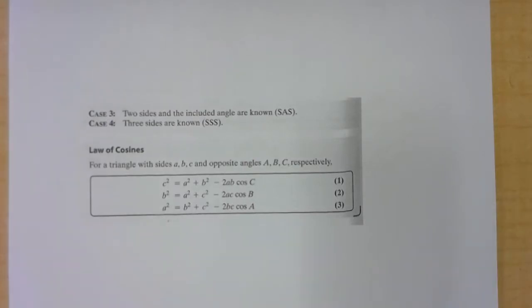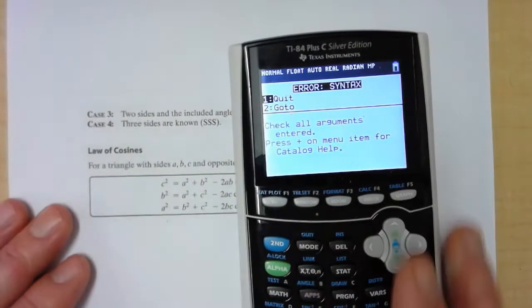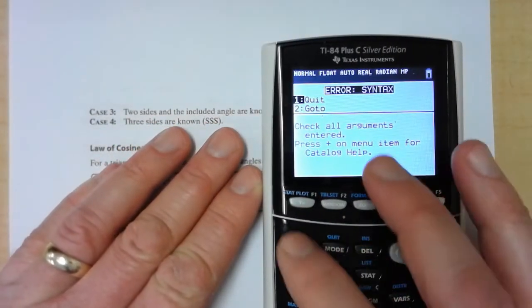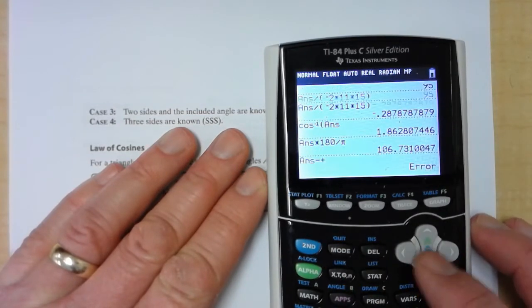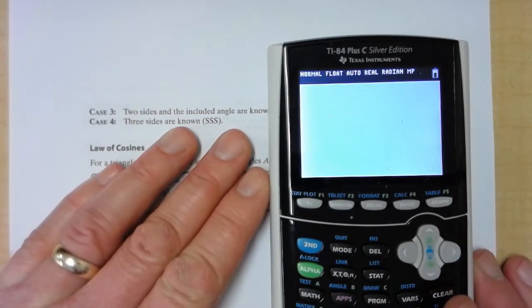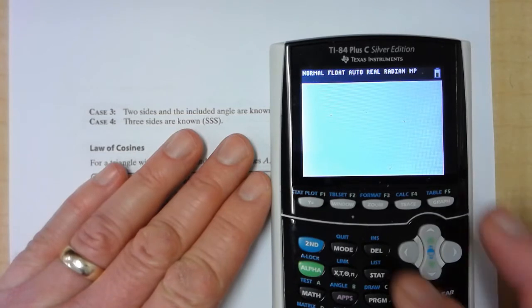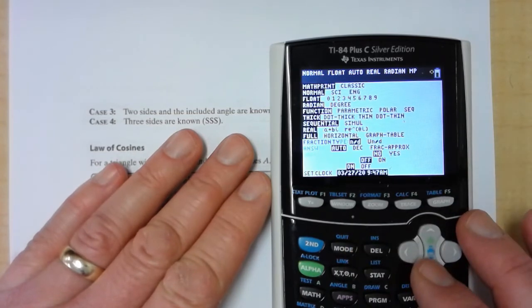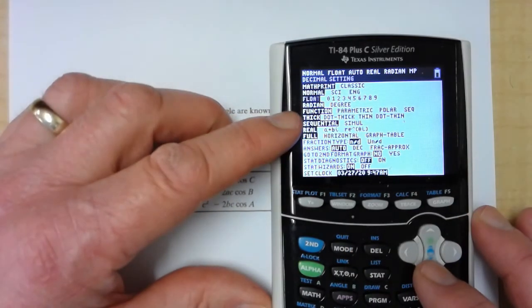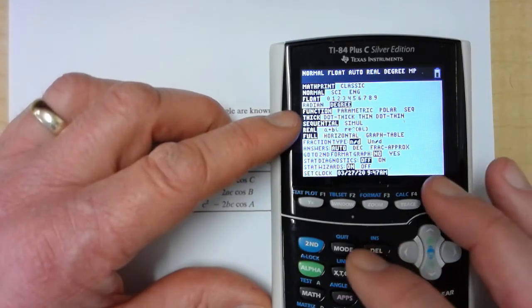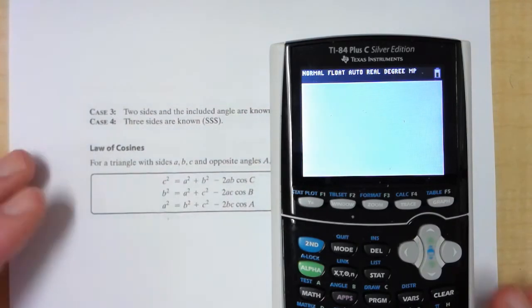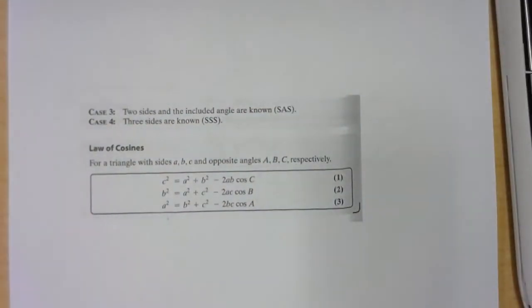Before I start plugging away at this, I was doing some calculus problems with my calculator here, and I changed my mode. So I'm going to go back to degree mode, so that way we won't get weird answers coming out of this. So I don't have to worry about inverse cosine being the wrong answer.